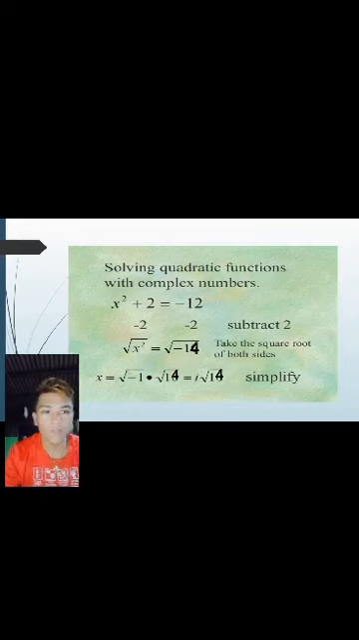Solving a quadratic equation with complex numbers: x to the power of 2 plus 2 is equal to -12. Subtract 2, so x to the power of 2 is equal to -14. To find x, we have to take the square root of both sides. So the square root of x to the power of 2 is equal to the square root of -14. So x is equal to the square root of -14. We have to factor or split it. It becomes the square root of -1 times the square root of 14. So the answer is i times the square root of 14.